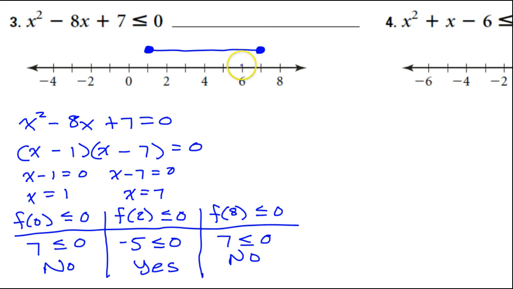So here we have graphed the solution set, and we can now translate that into interval notation. The solutions are the points from 1 to 7, including 1 and 7 themselves. So we will show that those values are included by using brackets. Okay, and that's it. That's the end of problem number 3.